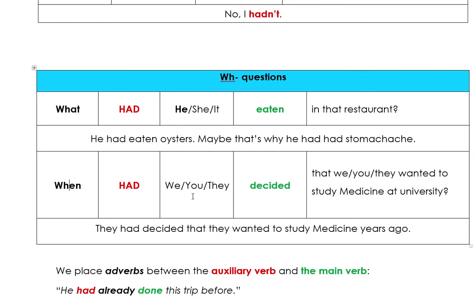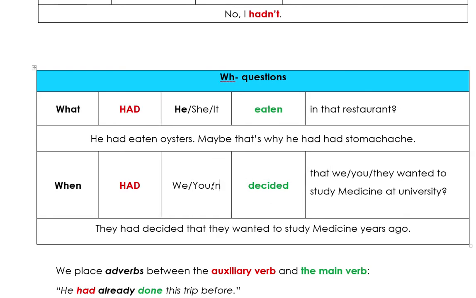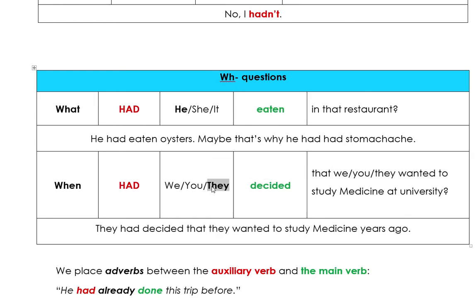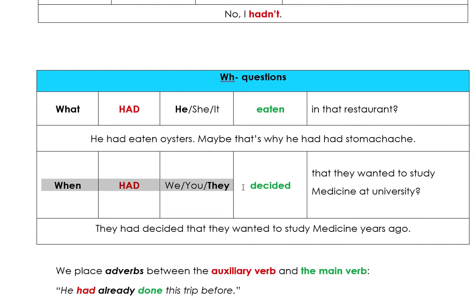When had they decided that they wanted to study medicine at the university? They had decided, again past perfect, they had decided that they wanted to study medicine years ago. ¿Sí? Preguntan en pasado perfecto, respondo en pasado perfecto.